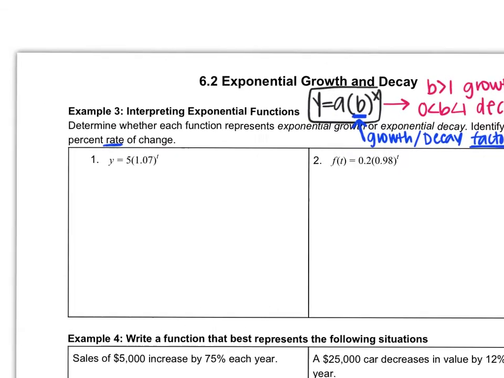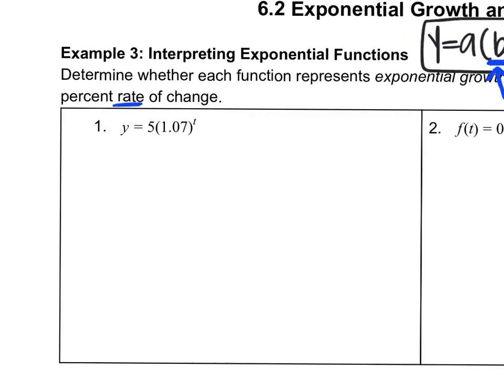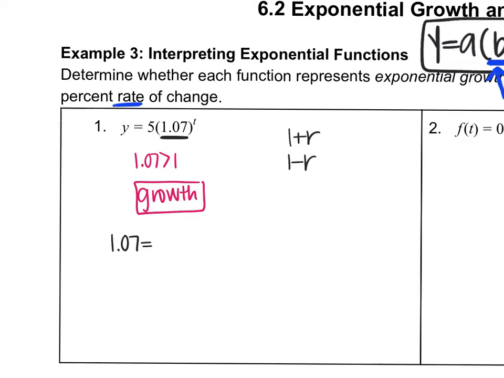So let's start with example 1 here. I'm going to first identify what is b. b is always whatever the exponent is attached to, in this case 1.7. 1.7 is greater than 1, so right off the bat I can identify that it's growth. That's the easy part, or should be the easy part. Finding the percent rate of change is taking that factor, 1.07, and setting it equal to either 1 plus r or 1 minus r. So think to yourself, when will I use 1 plus r and when will I use 1 minus r?